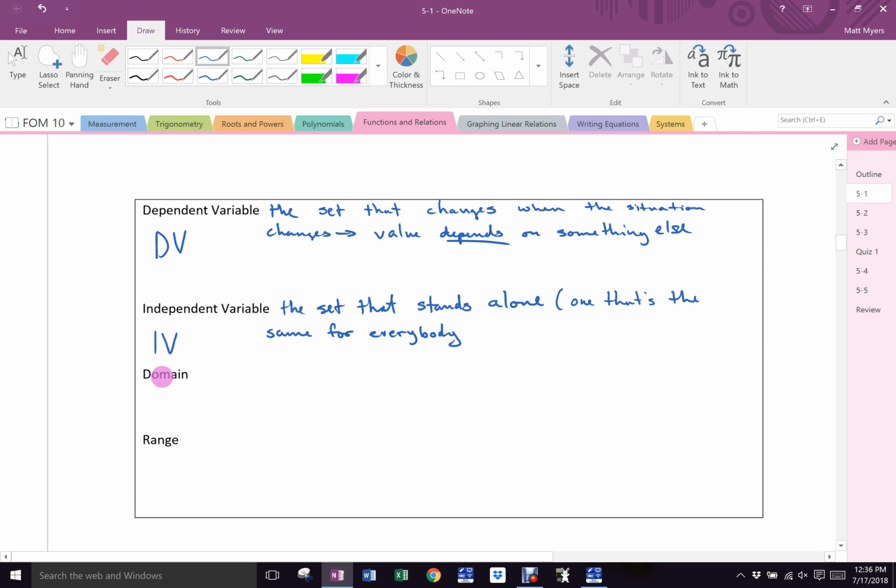Now, the domain is the set of values for the IV. So you guys said the independent variable in this room were the kids, right? So how many values would there be in the domain? How many kids are in the class? 27. So what is our domain? 1 to 27. Because there's 27 kids in here.